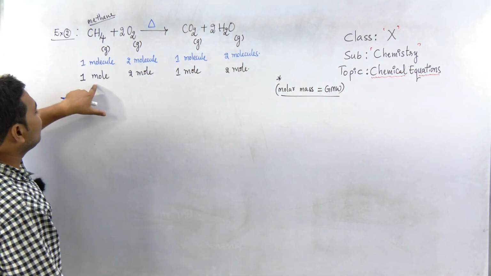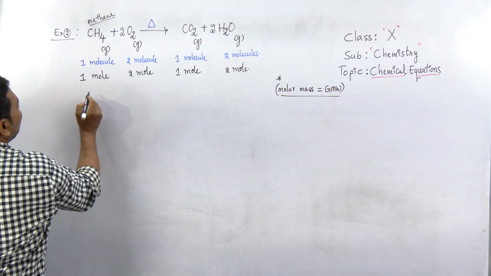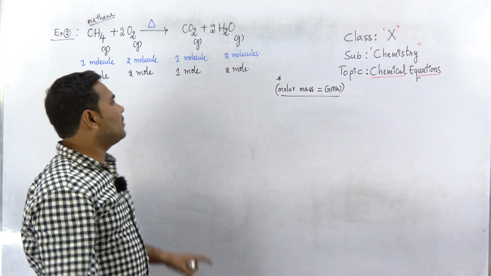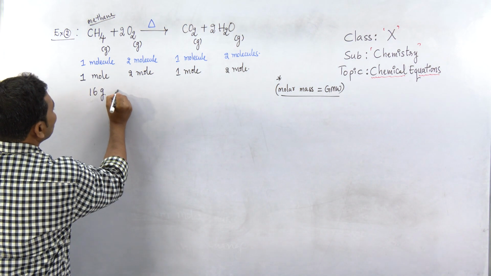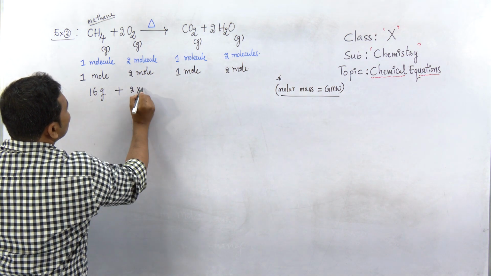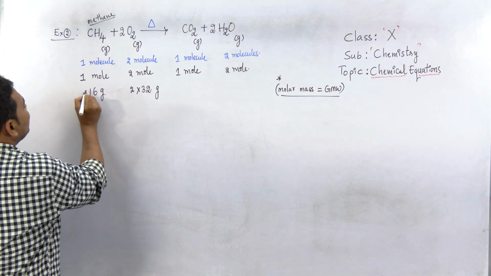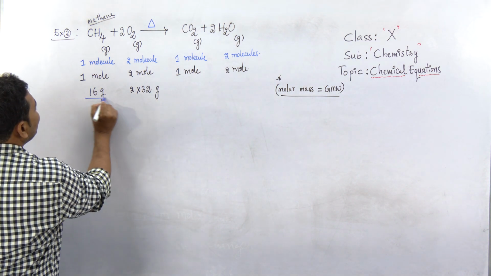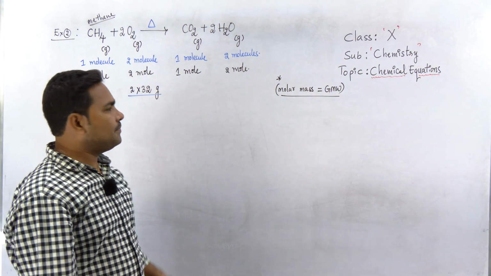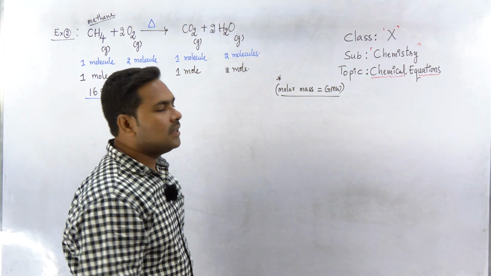1 mole of methane, what is its gram molecular weight? Carbon 12, 4 hydrogens 4. 12 plus 4, 16 grams. 16 grams is the gram molecular weight or molar mass of methane gas. So 16 grams of methane reacts with 2 times oxygen, whose gram molecular weight is 32, so 2 times 32 grams. So let's understand, this is 16 grams of methane. It needs 2 into 32 grams, which means 64 grams. 16 grams of methane needs 64 grams of oxygen for complete combustion.